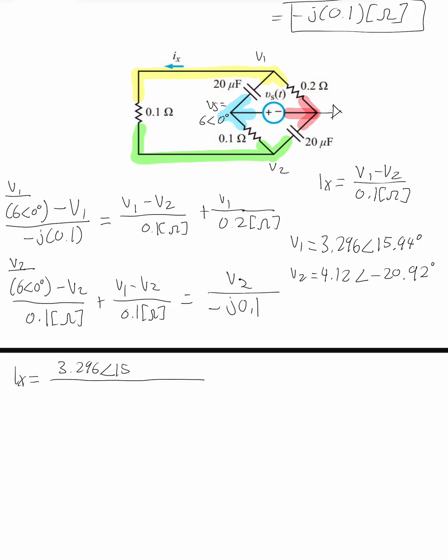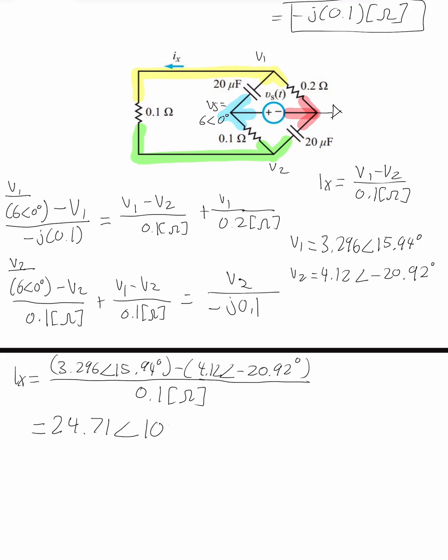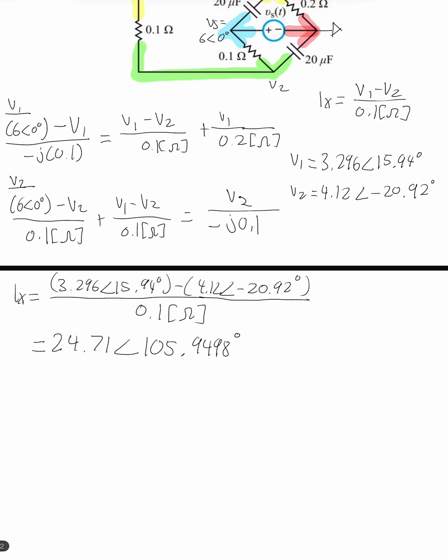So when you plug that into that x-y equation, you're going to get Ix equals 3.296 angle 15.94 degrees minus 4.12 angle negative 20.92 degrees over 0.1 ohms. So that is going to come out to, you can just plug that into the calculator. It's going to come out to 24.71 angle 105.9498 degrees.